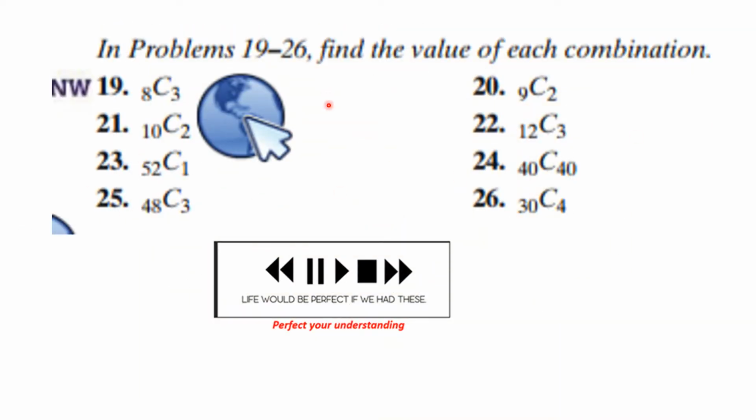Okay, so here's a problem for you though. You want to do number 19. Find the value for each combination. This is 8 choose 3. This is if you had 8 people, how many different ways could you choose 3 people from the 8? Order doesn't matter because it's a combination. You know what to do. Let's see how you did.